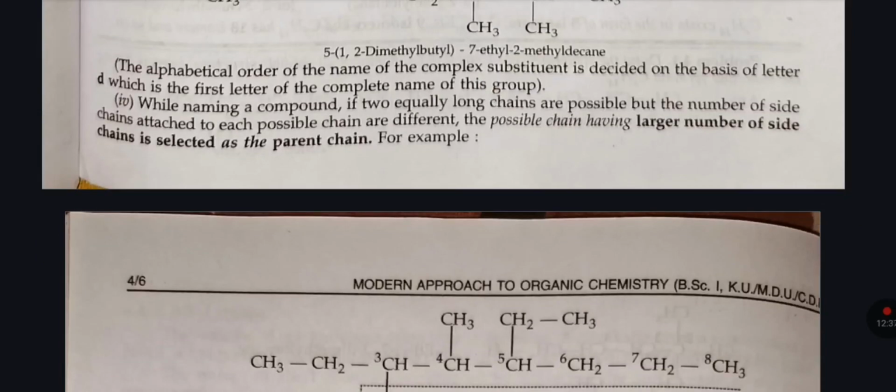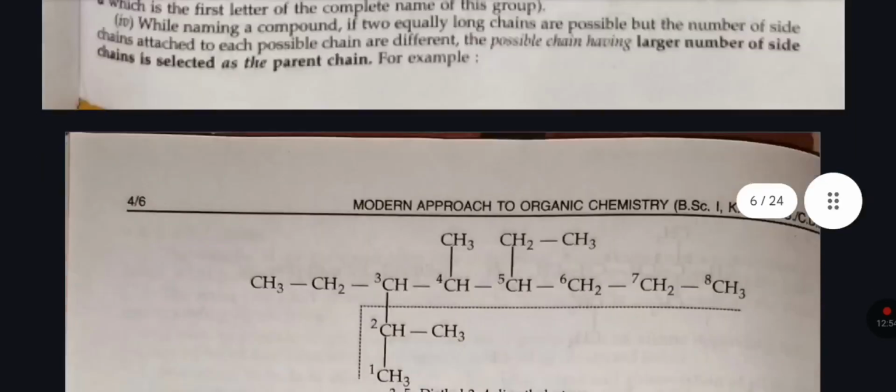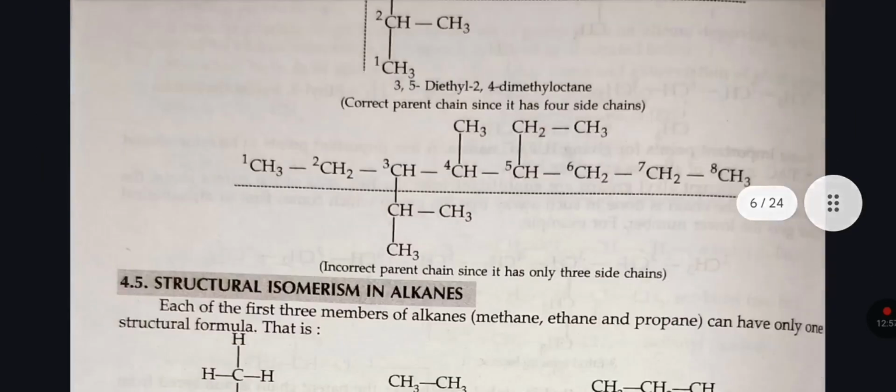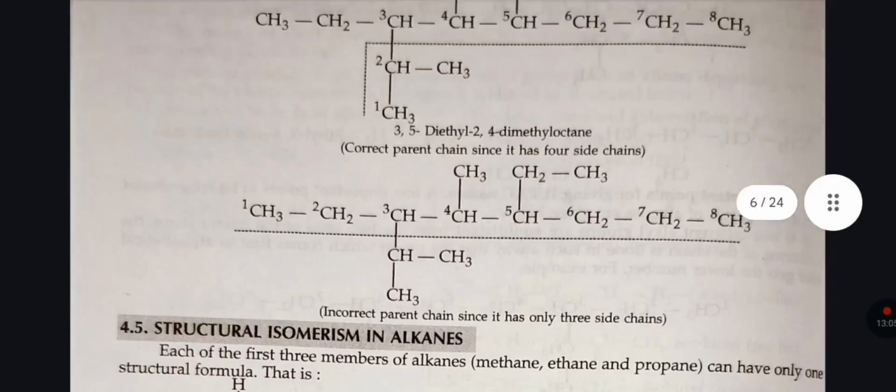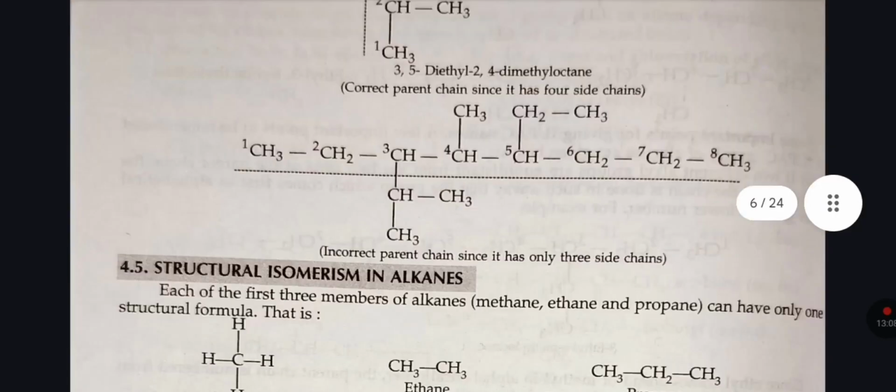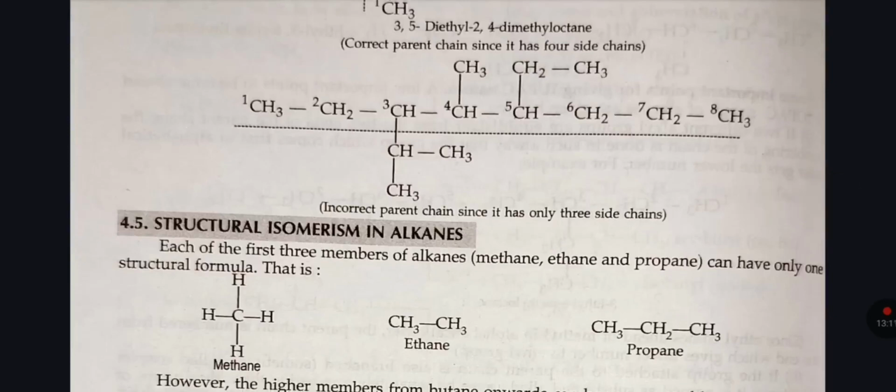Fourth, while naming a compound, if two equally long chains are possible but the number of side chains attached to each possible chain is different, the possible chain having the larger number of side chains is selected as the parent chain. For example, 3,5-diethyl-2,4-dimethyloctane is the correct parent chain since it has 4 side chains. The second one is an incorrect parent chain since it has only 3 side groups.